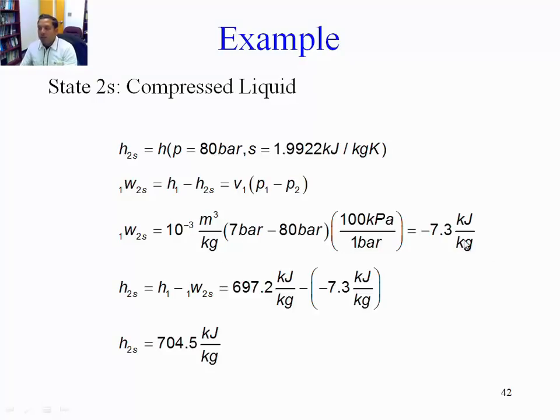Now we can use that work, or ideal work, in this equation to calculate the enthalpy at the outlet of the high pressure pump. The enthalpy at the outlet of the high pressure pump is the enthalpy at the inlet minus the work that it requires. Minus negative is positive, it is 704.5 kilojoules per kilogram. That's what comes out of the high pressure pump, and that's what's taken into the boiler.